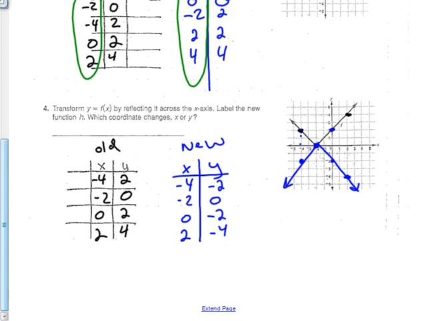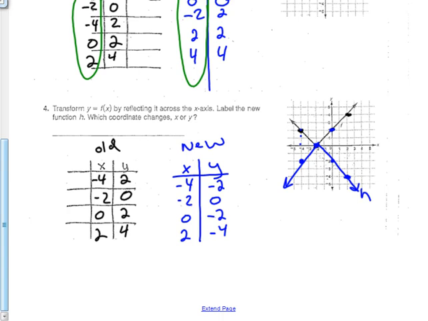Well, when I look at those, again, the question is which coordinate changed. Label the new function h. Which coordinates change, the x or the y? Well, the x is -4, -2, 0, 2, -4, -2, 0, 2. The x's did not change. The y's changed. And that should make sense.